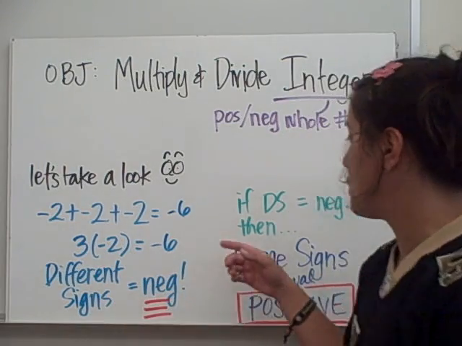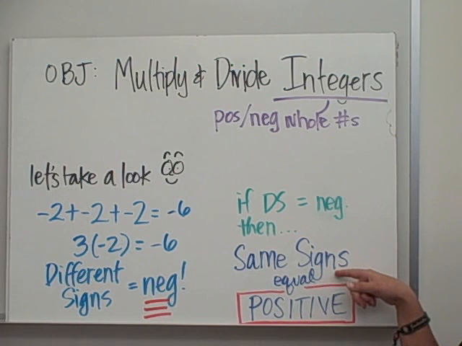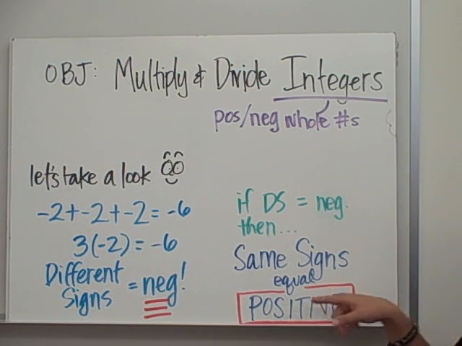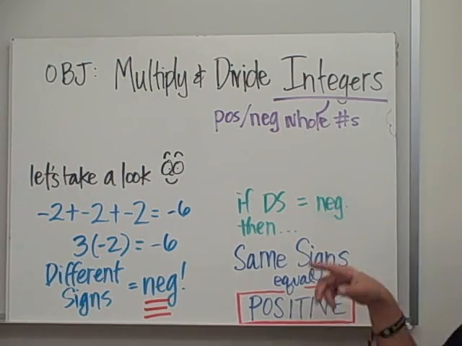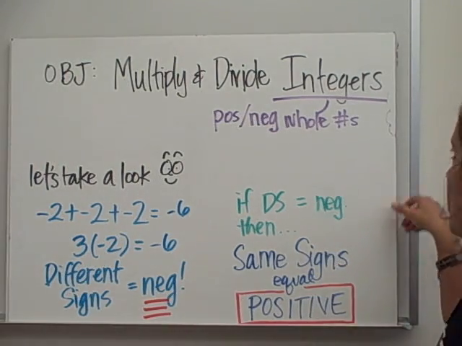Which means if you multiply numbers with the same signs, that's going to equal a positive number. So if you multiply two numbers with the same sign, that means both positive or both negative, that is going to give you a positive value. So let's take a look at some examples.